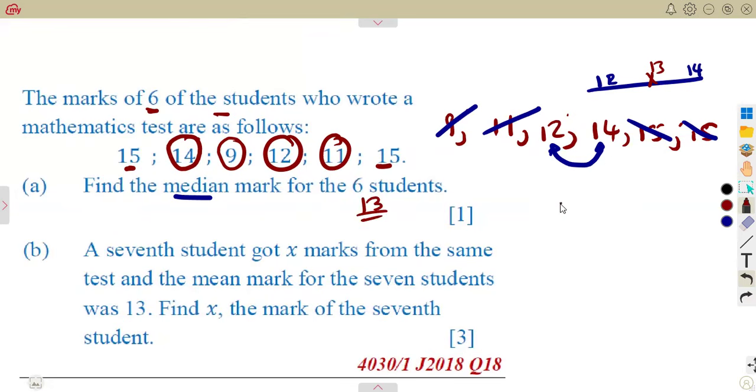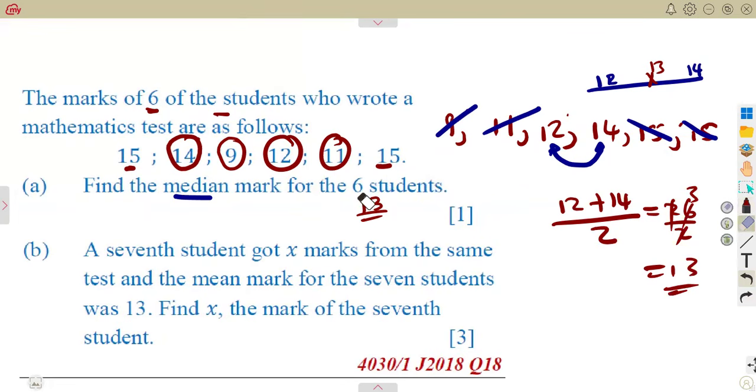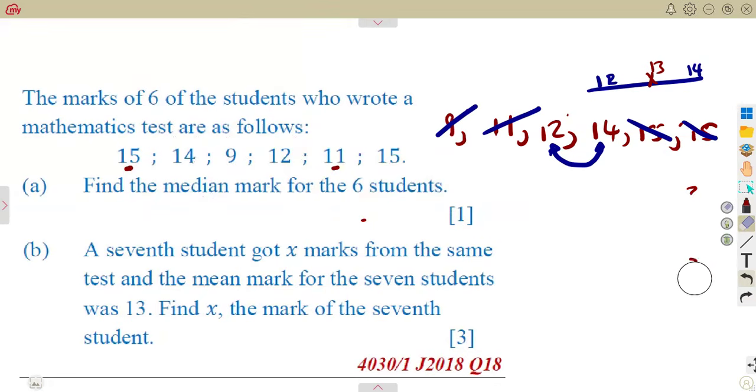Or you simply add 12 plus 14 over 2. So that was going to be 26 over 2, which is 13. So you can also find it that way. That's the median. All right. Like I said, the order is important when you are working with the median.